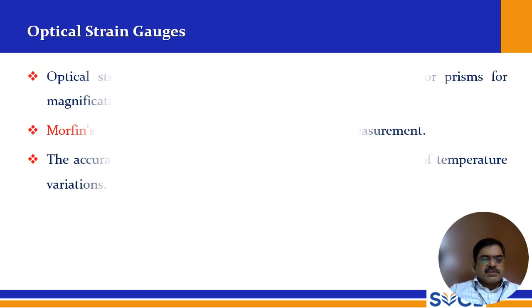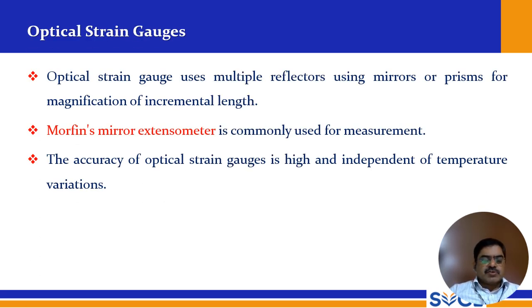Next, we have the optical strain gauge. It is Martens' mirror extensometer. It is again a type of extensometer only. This is also one of the important topics in metrology subject. You could have studied these extensometers there. I am just giving you examples here.